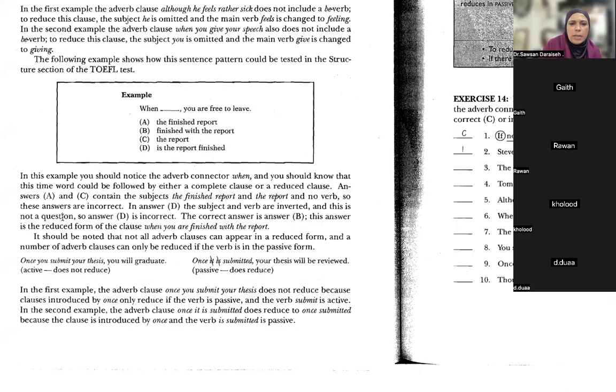So let's take a look at the explanation. What does the writer of this book say? He said, in this example, you should notice that the adverb connector when, a time word, could be followed by either a complete clause or a reduced clause. So what did we say from the beginning? Either a complete clause or a reduced clause. And when we see when directly, what comes to our mind? We're going to have a complete clause or a reduced clause. So we should put the format in our minds, expect this or this. Answers A and C contain the subjects. Look at this. A and C, they contain what?